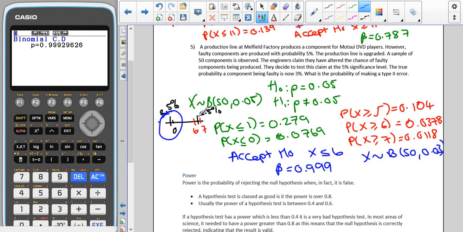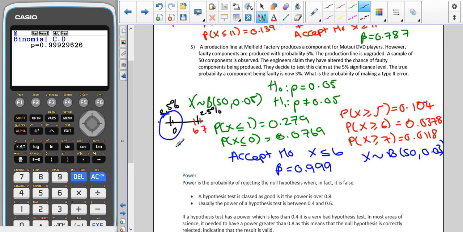Then for the top end, I tried greater than or equal to 5, which gave me 0.104, which is more than 2.5%. So I had to try a bigger number. Then I tried greater than or equal to 6, which gave me 0.0378, which is a smaller percentage, but it's still not smaller than 2.5%. And when I tried greater than or equal to 7, I ended up with 0.0118, which is smaller than 2.5%. So that would be my critical value, the smallest value in my critical region at this top end, which would mean that 6 was the biggest value at which I accept H0. So my accept H0 region would just be that x is less than or equal to 6.